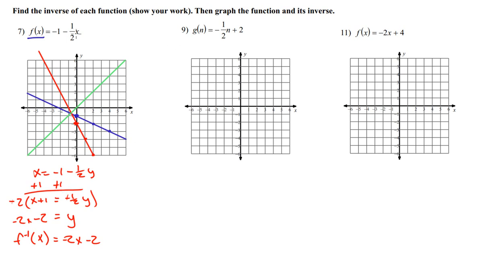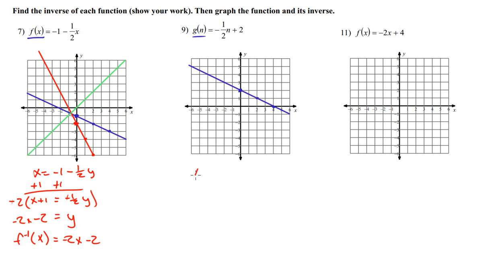Okay, let's see, number 9. Let's graph this one here, starting at 2, and then it's -1/2 n, so that means go down 1 over 2, down 1 over 2, so forth and so on. And we could take that, draw ourselves a nice straight line there. And then now we've got to do the inverse function.